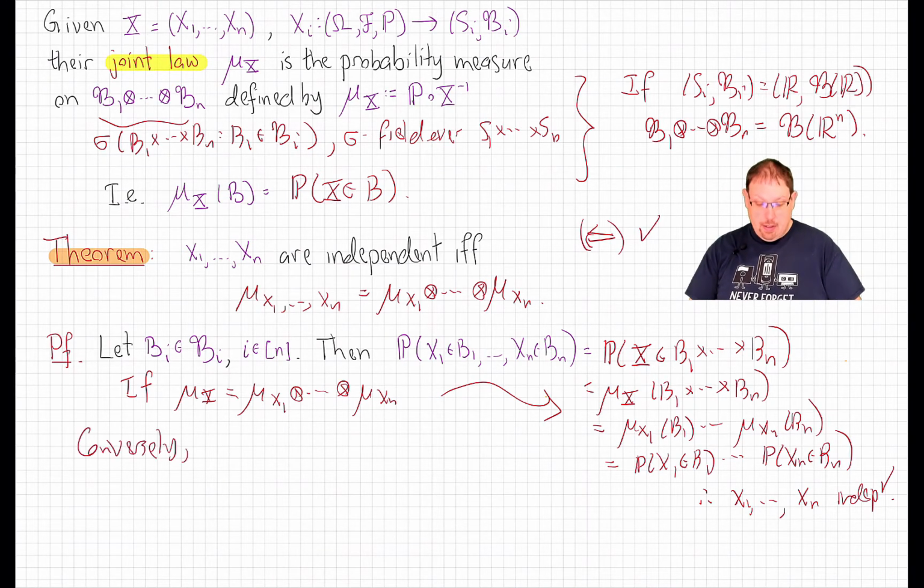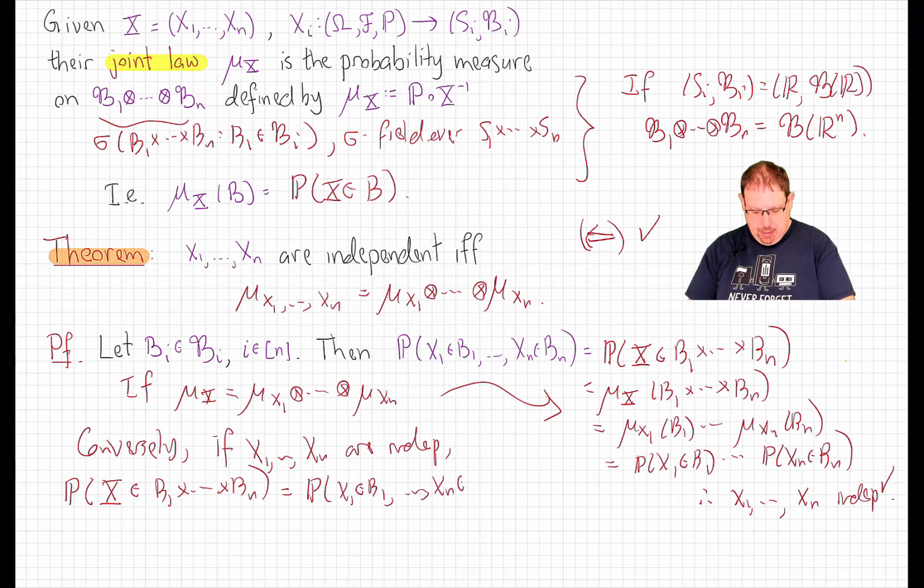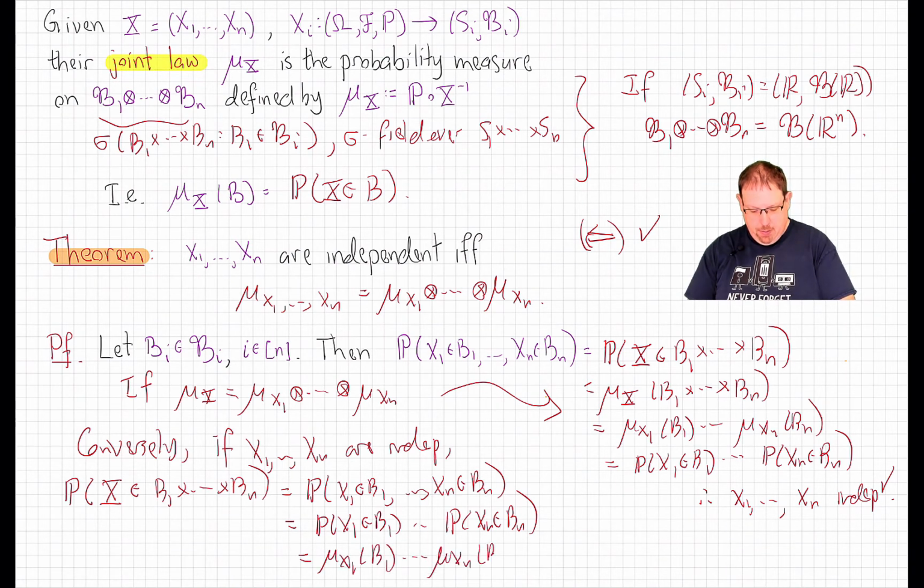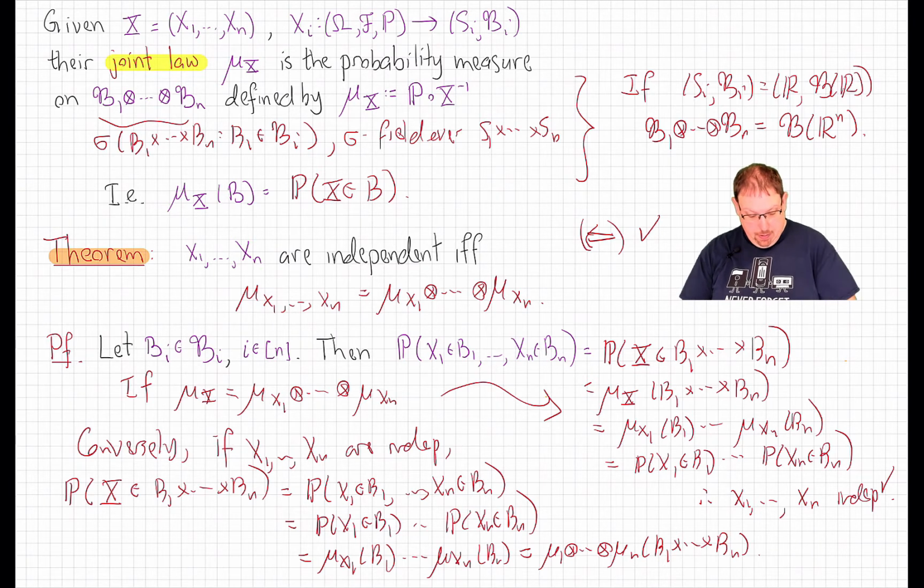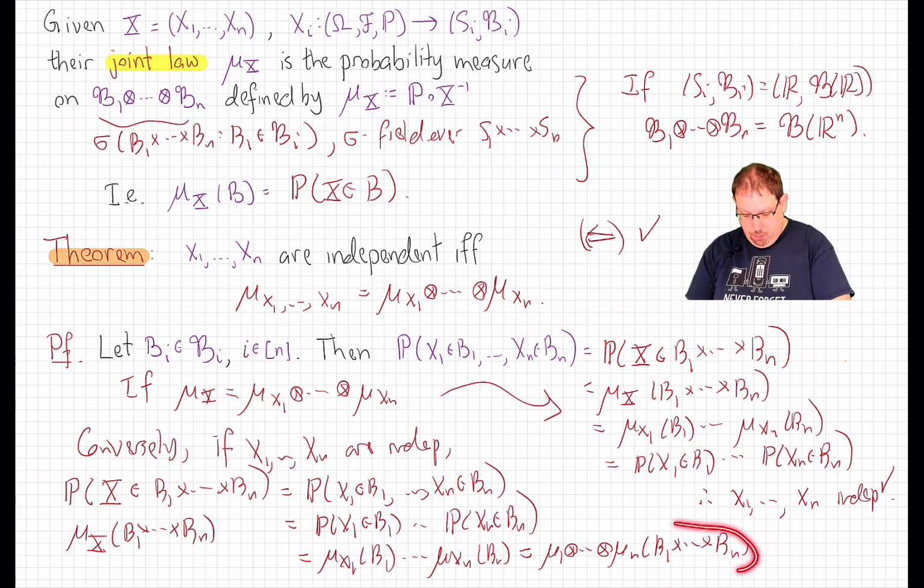For the forward direction, if we know that X1 through Xn are independent, then look at the probability that that vector of X's is in the product space. So that is, reading upward on the right, just the probability that X1 is in B1 and X2 is in B2 and Xn is in Bn. And because of the independence, that factors as the product: the probability that X1 is in B1 up to the probability that Xn is in Bn. Well, that's the individual law mu_X1 of B1 times up to the individual law mu_Xn of Bn, which for product sets like B1 times up to Bn is the product measure on that product set. And so we've verified that the joint law on product sets coincides with the product measure.